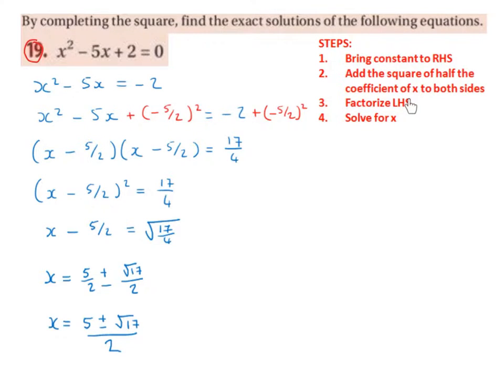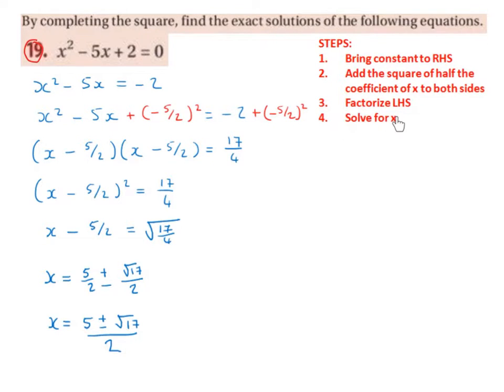Step 3, factorize the left hand side. So first of all, we have an x squared here, so we're going to have an x in the front of both brackets. This is a plus sign, which tells us both these signs are the same. This is a minus, so both of them are minus. So we need factors of minus 5 over 2 squared. So we're going to use minus 5 over 2 and minus 5 over 2. And minus 5 over 2 minus 5 over 2 gives us minus 5. Then minus 2 plus minus 5 over 2 squared gives us 17 over 4.